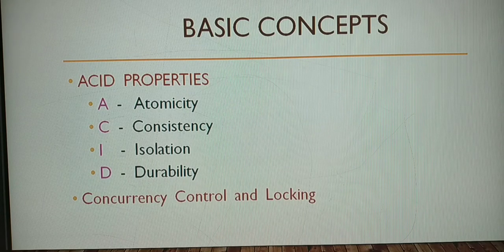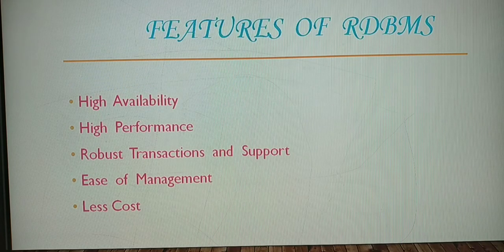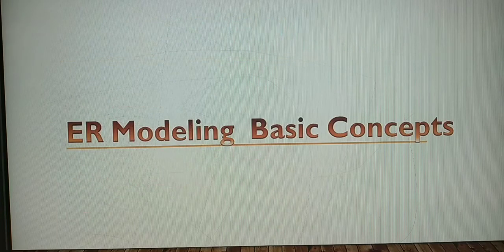The next, what are the basic concepts in DBMS? First one is the ACID property. The next one is concurrency control and locking. Next, most important one, database models. You have 4 models: the hierarchical database model, network model, relational model, and the object oriented model. Next, we finished discussing RDBMS, that is relational database management system. Here we have the features: high availability, performance, transaction and support, ease of management, and less cost.